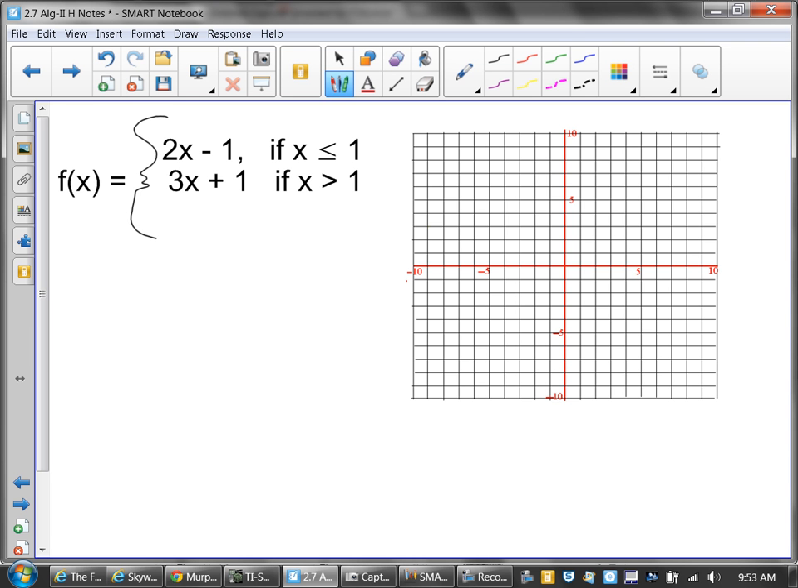So I start with my first equation, 2x minus 1. What's my y-intercept? And my slope? 2. Up 2, right 1, up 2, right 1. Or down 2, left 1.